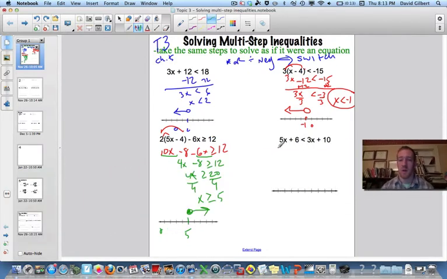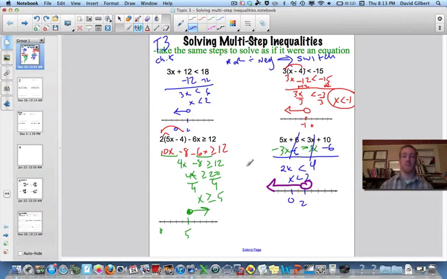Alright, so here we got a minus 3x. And I'm also going to, in the same step, minus a 6. So what I'm doing is I'm eliminating the numbers over here and I'm eliminating the variables over there. So I got a 2x is less than 4. So x is less than 2. There's 2. Open circle points that way. Sweet.